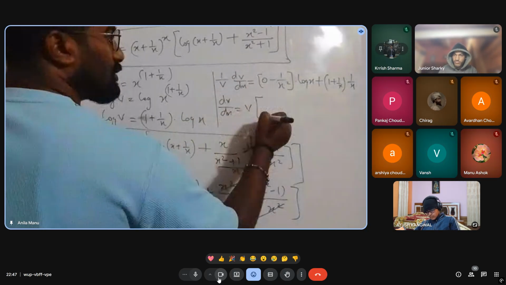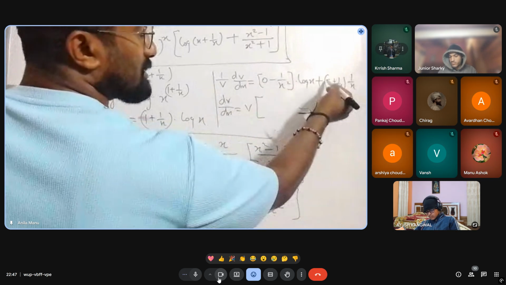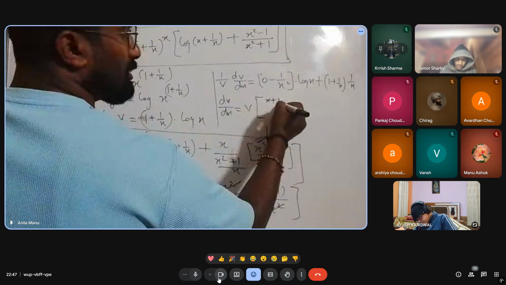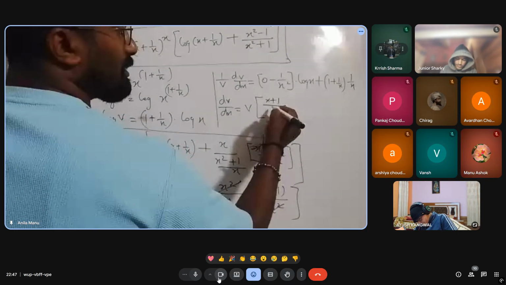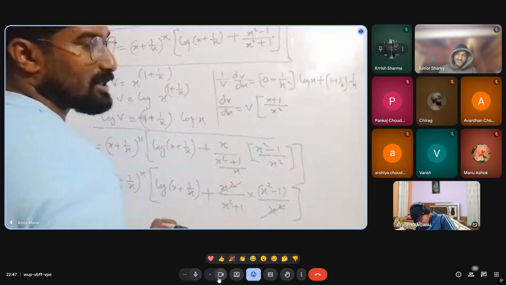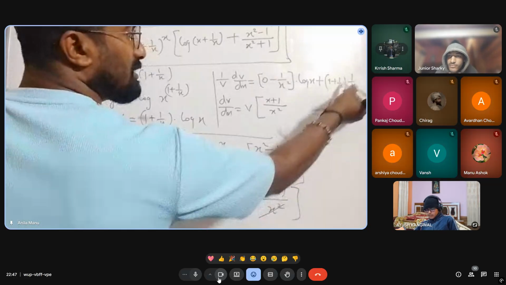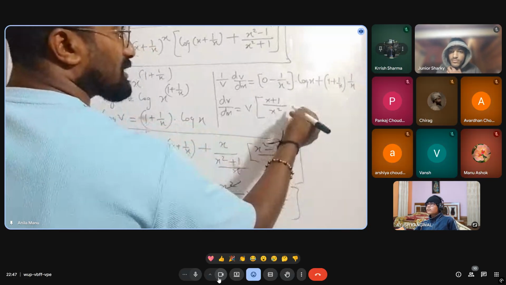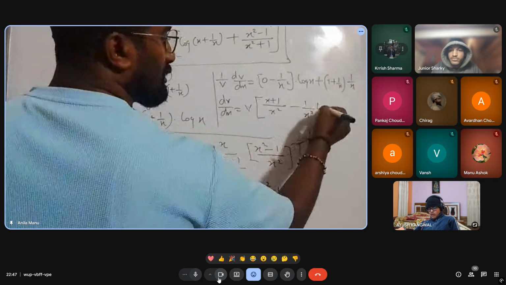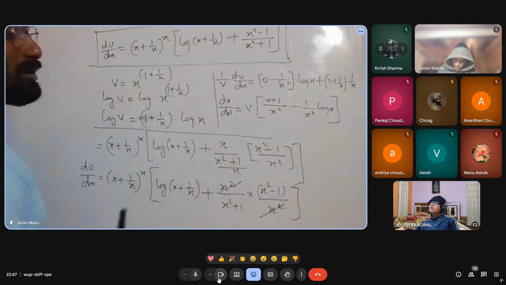Then dv by dx is equal to v, we are transposing. So v into this, I am writing first. So when I solve it, x into 1 by x plus 1, so x plus 1 by x square, correct, right? Second part, check it. When you take LCM, x into 1 by x plus 1 divided by x into 1 by x, that is x plus 1 by x square minus 1 by x square log x. So here consider x square is common.